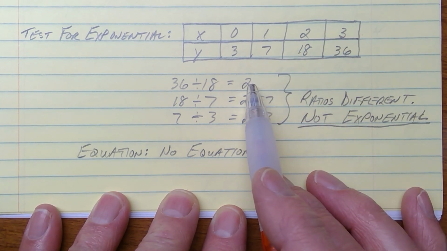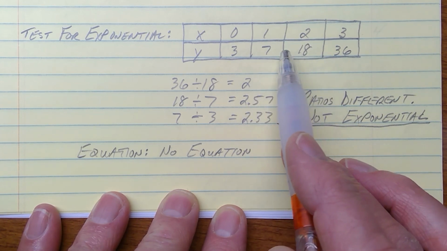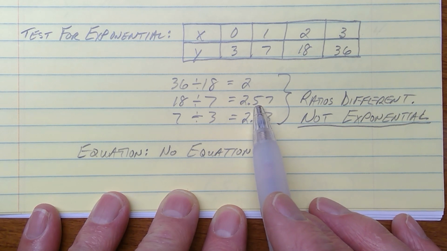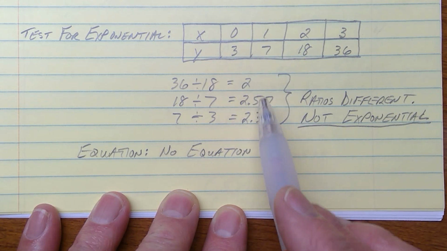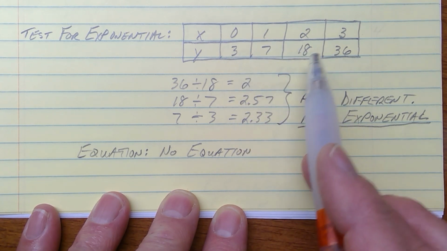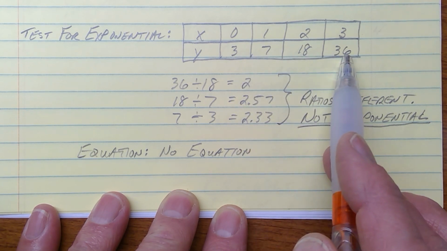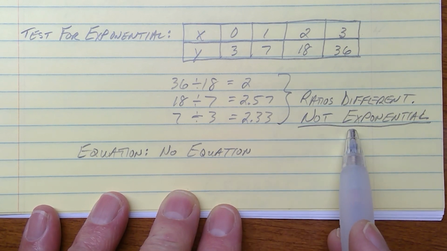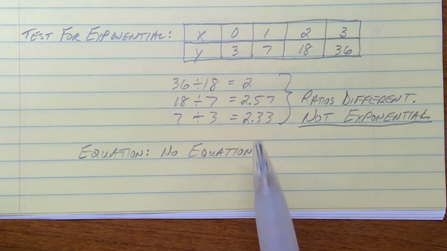36 divided by 18 is 2, so it looks like they're multiplying by 2, but let's check it again. 18 divided by 7, that's 2.57. 7 divided by 3, that's 2.33. So since they're not multiplying by the same number, same number, same number, it's not exponential. Now, there is something going on here. It's definitely growing, growing, growing, but I can't necessarily say it's exponential because they're not multiplying exactly by the same number.